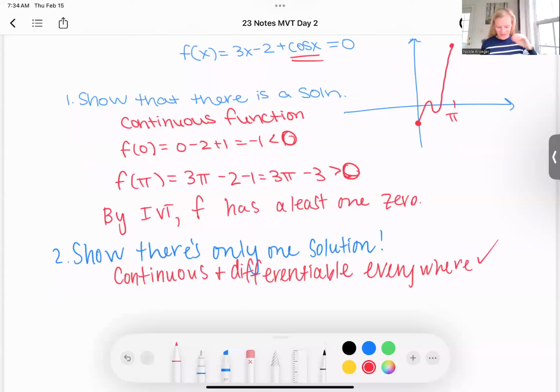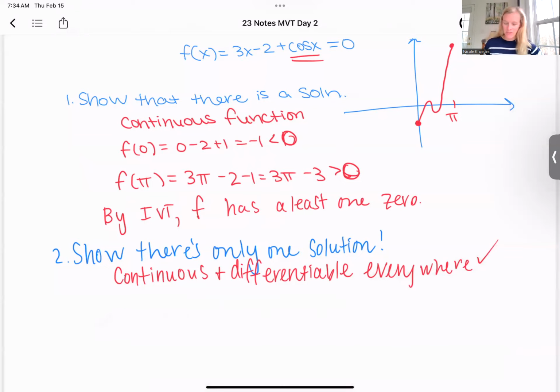So we have to do that before we're ever going to try and use the mean value theorem. Okay, and so here's where we're going to start out doing something a little bit funky. What I'm going to do is I want to show that there is only one solution. I'm going to start out by assuming that there are more than one solution. So assume f of x equals 0 has more than one solution.